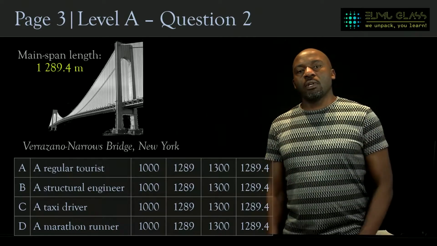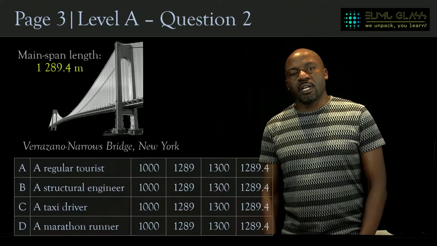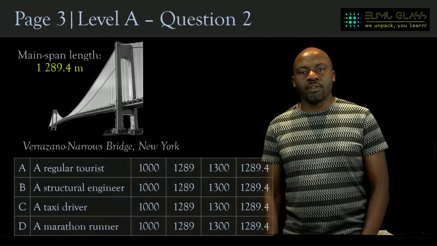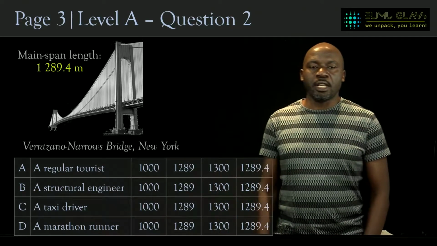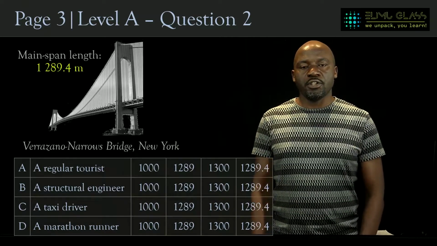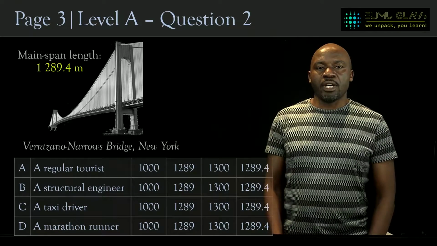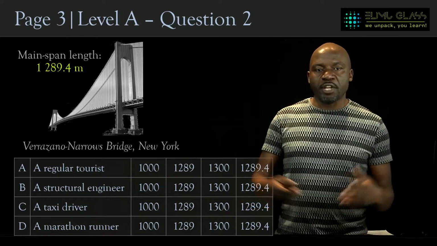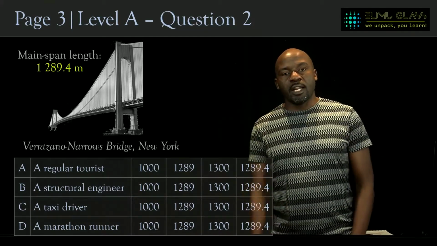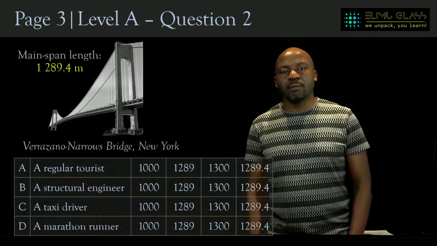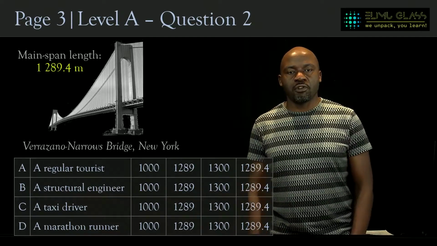This question appeared in level A, so take a few seconds and think about what answer you would give here. A regular tourist is generally not interested in so many digits. By just looking by measure of eye, the most likely answer they are going to give is that the length of that bridge is about 1,000. They'll say it's about 1,000 or about 1 kilometer long. That's enough for a regular tourist.